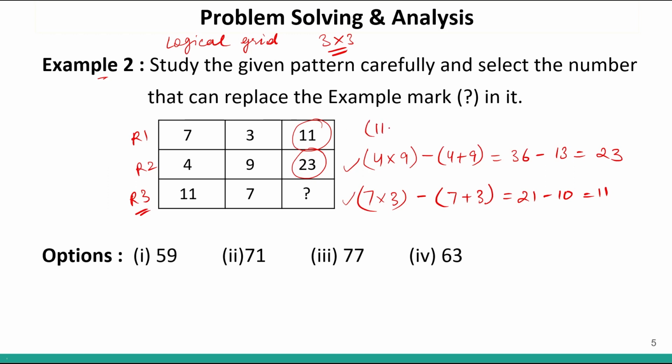In row 3, we'll first multiply 11 and 7 and then we'll subtract 11 plus 7 from it. So 11 into 7 will give me 77 and 11 plus 7 will give me 18. So if I subtract 18 from 77, I'll get 59. So my correct answer will be 59 and 59 is given in option number 1. So option number 1 will be your correct answer.